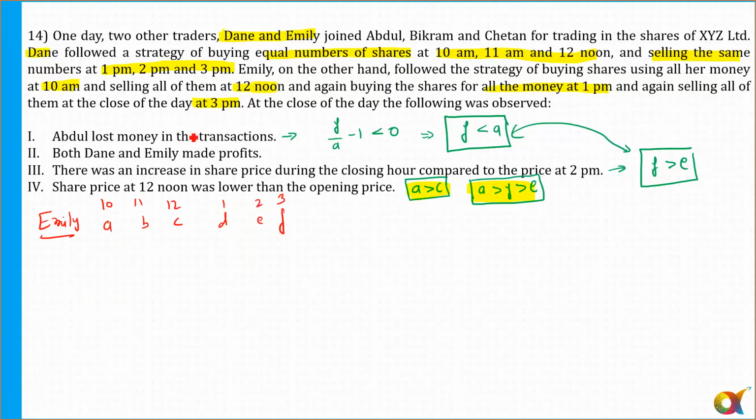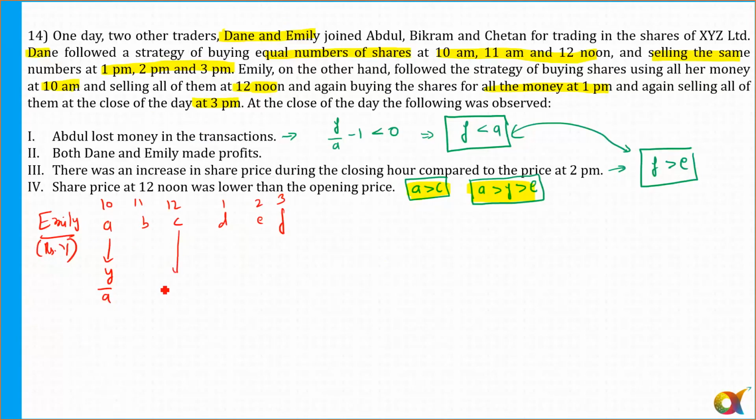It says Emily, on the other hand, followed the strategy of buying shares using all her money at 10. So let's say that Emily has got rupees Y at the beginning. So what is the number of shares bought at 10? The total number of shares bought at 10 is equal to Y by A. So Emily bought Y by A shares, and Emily sold all at 12.